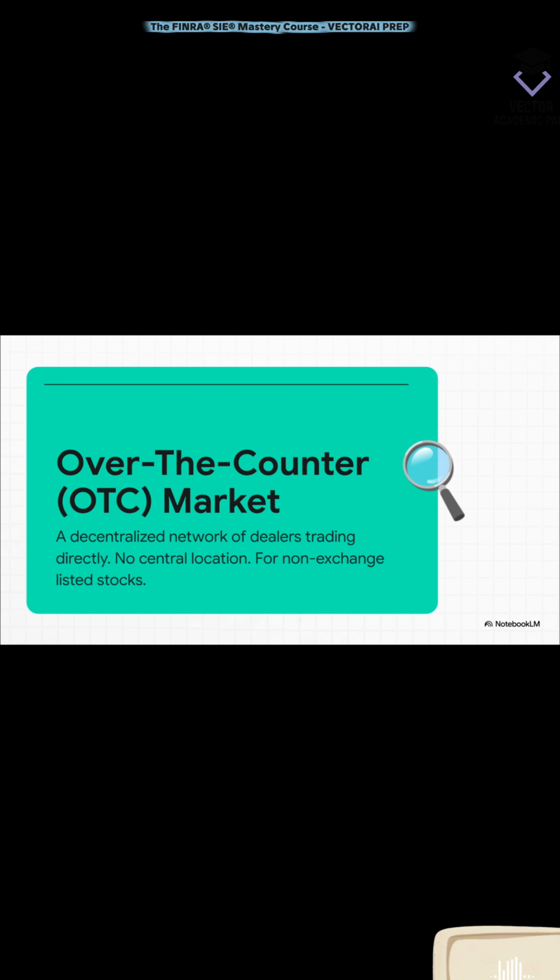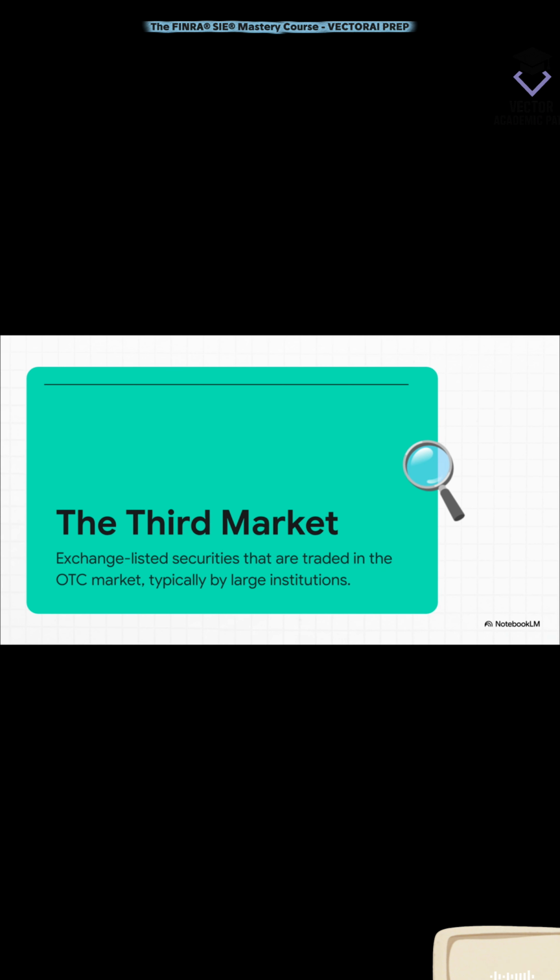All right, now here's where things can get a little tricky for some people, but it's really simple when you see the logic. The third market, this is where exchange-listed stocks, your Apples and your Googles, are traded off the exchange over in the OTC network. And you might ask, why would they do that? Well, it's mostly for huge institutional investors who need to buy or sell massive blocks of stock. Doing it this way helps them avoid causing a huge price spike or crash on the main exchange.